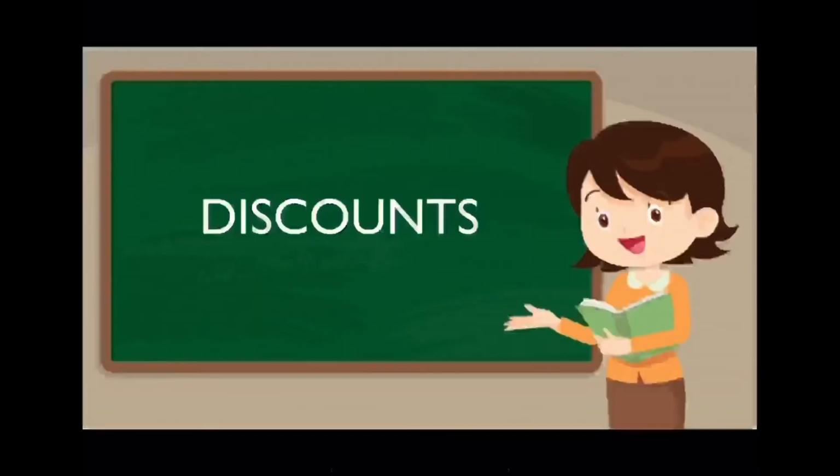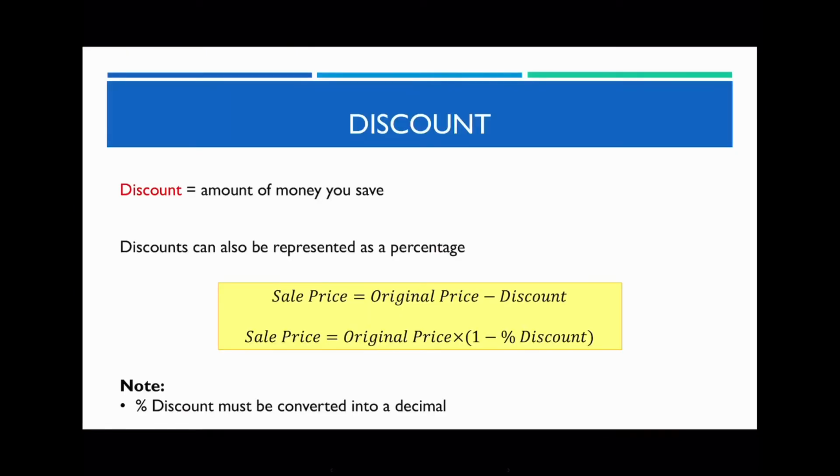We're now going to be looking at discounts. So we talked about discounts being the amount of money that you save, or the reduction in value. And we also discussed that discounts can also be represented as a percentage. And the 2 formulas I have below allow you to calculate the sale price, the amount that you need to pay after the discount has been applied. When you're using this formula over here, I do want to emphasize that the percentage discount needs to be converted into a decimal before you can actually use the formula correctly.